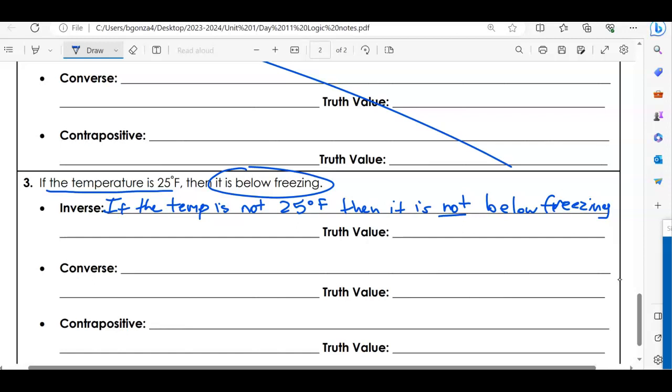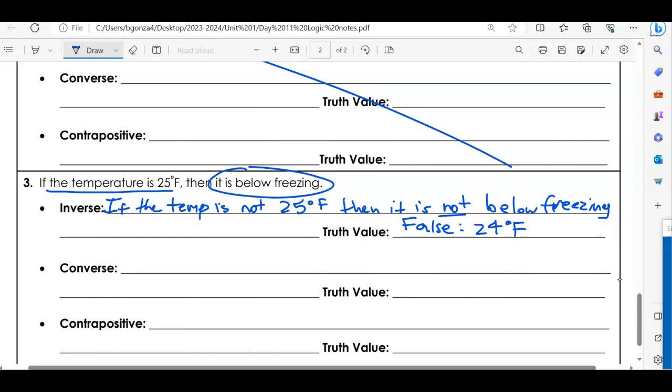So think of it this way. Can you think of a number that's not 25 that is below freezing? 24, right? So think about it. 24 exists. So to say the temp not being 25 means it's not below freezing is false. 24 is not 25, and it is below freezing. I know that's hard to think through, okay? Just careful when you think through that, okay?